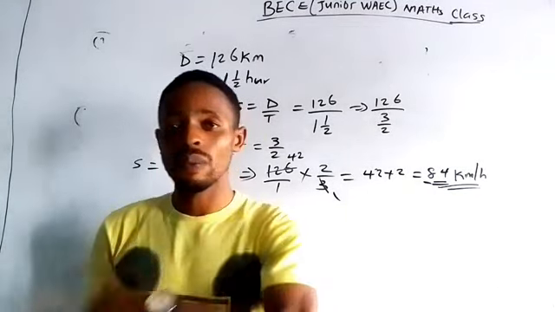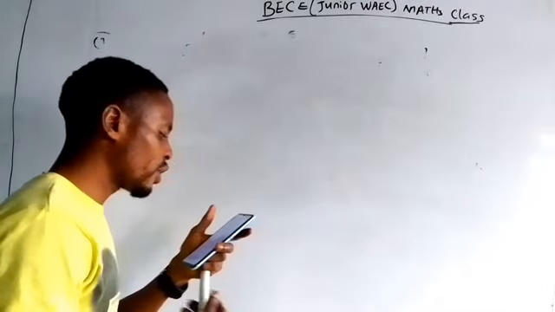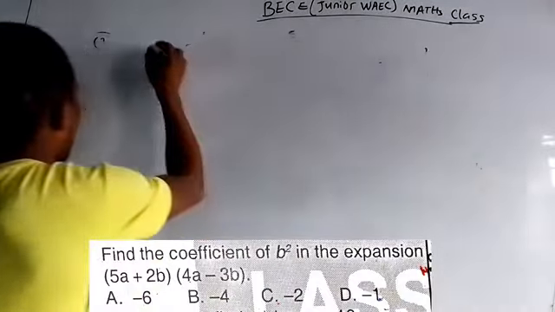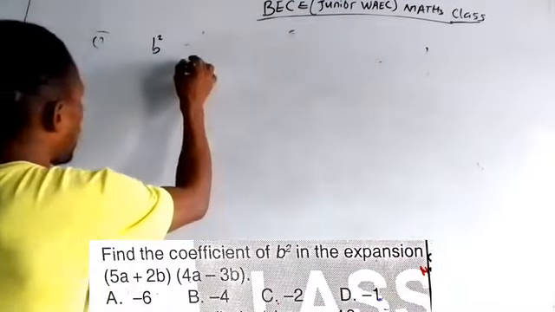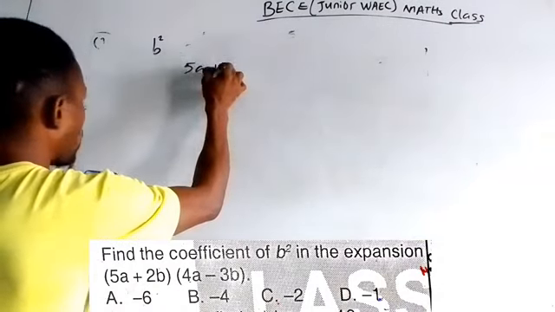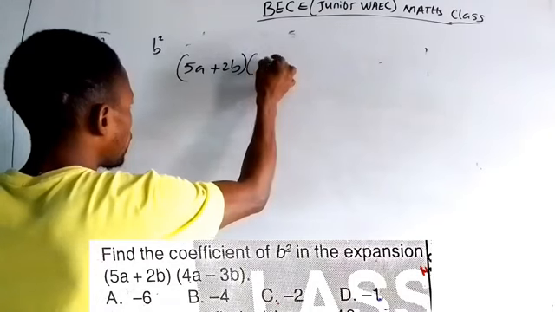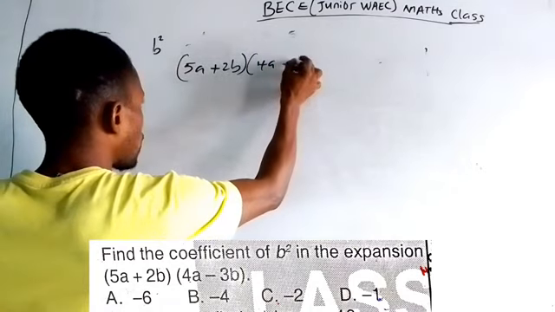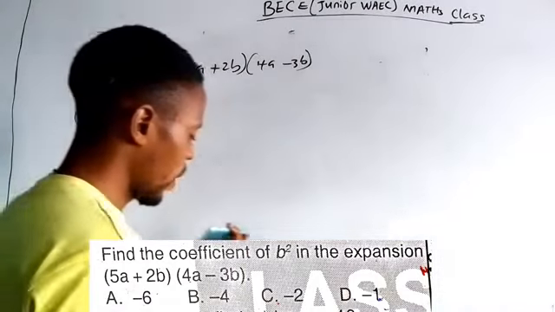Okay guys, let's go. We have the question that states: find the coefficient of b squared. We want to find the coefficient of b squared in this expression: open bracket 5a plus 2b close bracket, open bracket 4a minus 3b close bracket. So we want to find the coefficient of b squared.